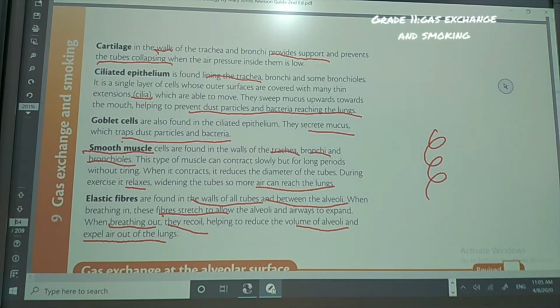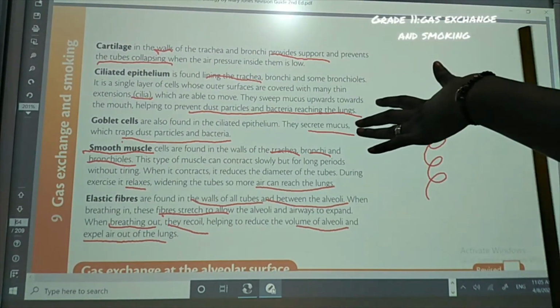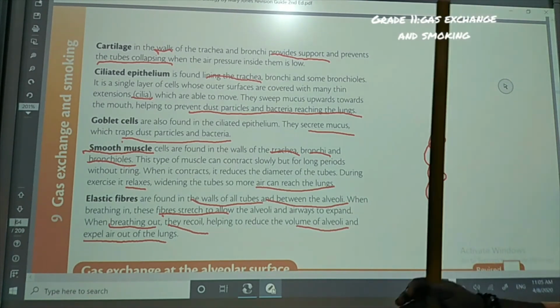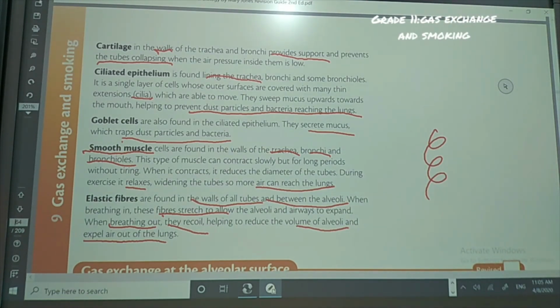All right, so we also have the elastic fibers. The elastic fibers are found in the walls of all tubes and between the alveoli. The fibers stretch to allow the alveoli and the airways to expand. When breathing out, they recoil to reduce the volume of the alveoli, so it can expel the air out of the lungs.